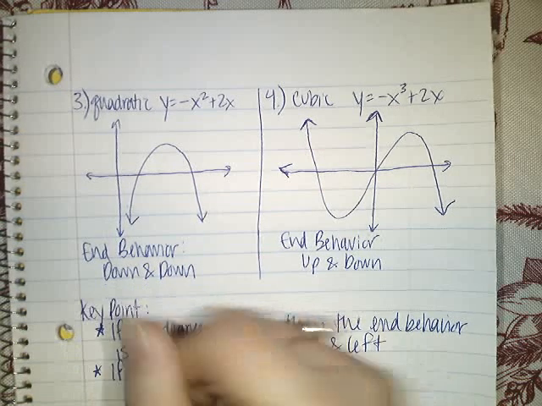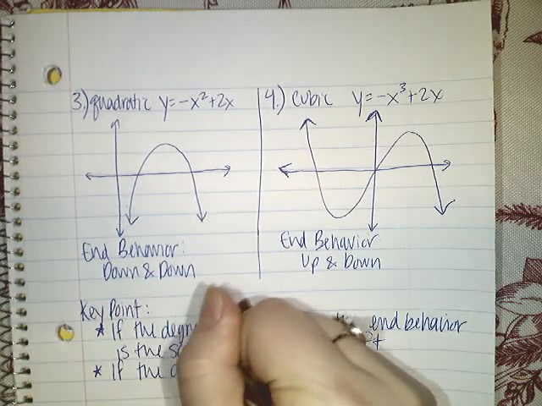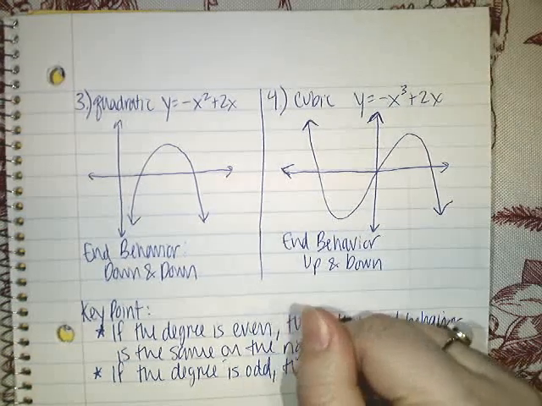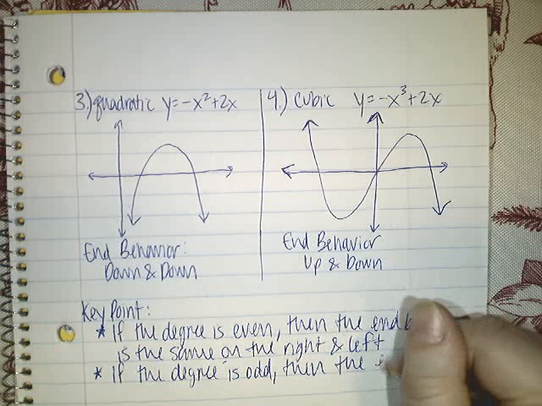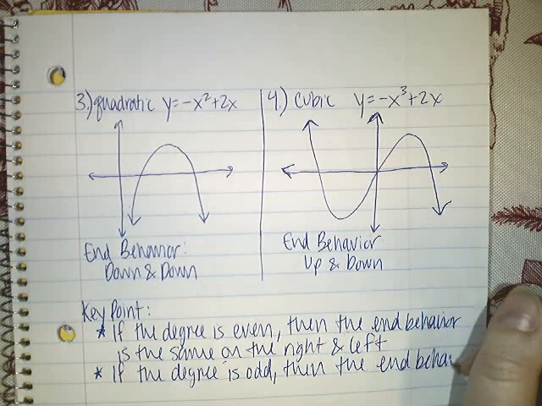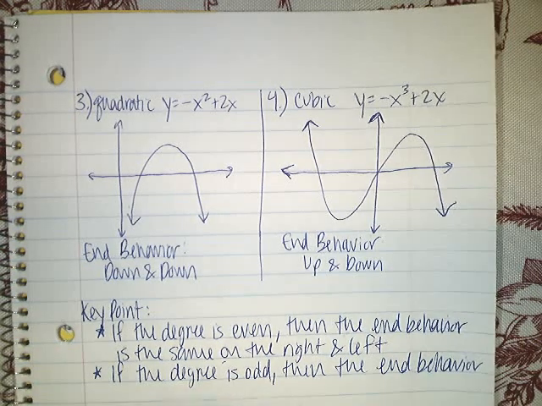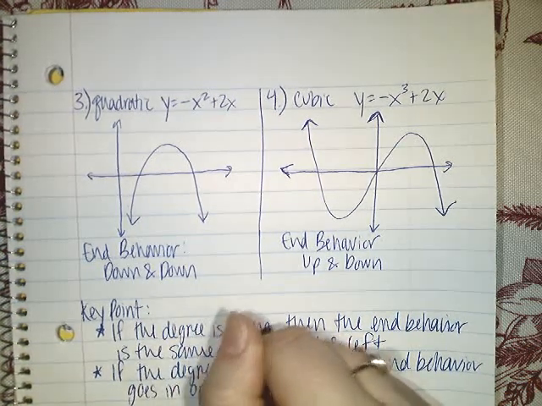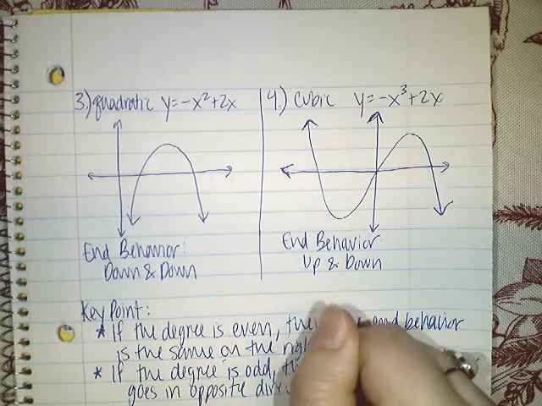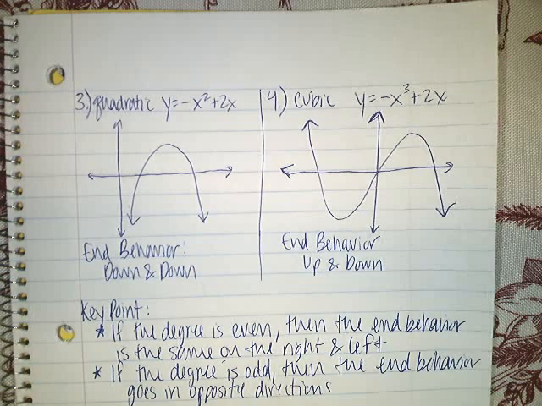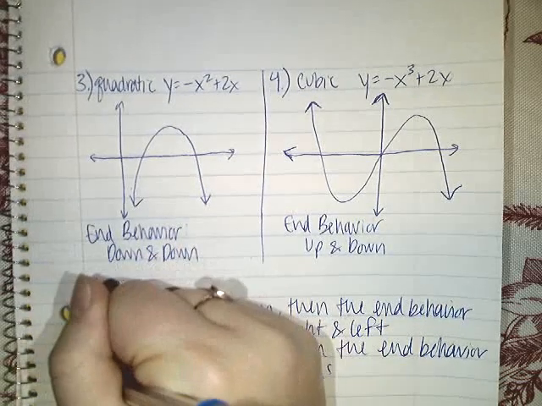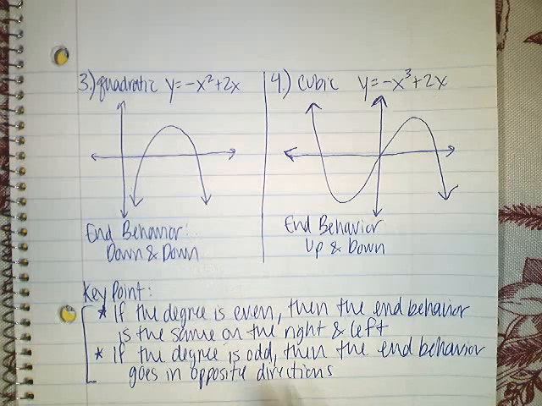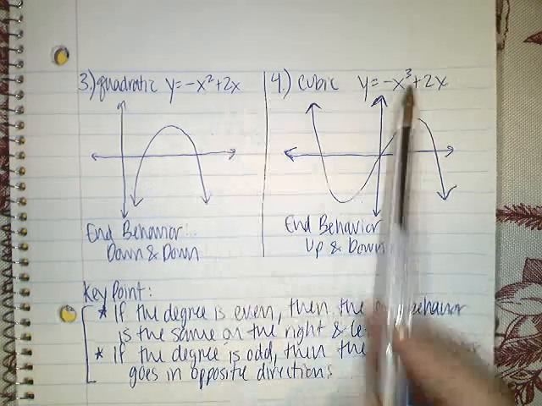You may have noticed that the opposite is true if the degree is odd. So if the degree is odd, then the end behavior goes in opposite directions. So if we want to figure out if it's going to be the same or opposite, we just look at the degree. So if we want to see if our end behavior is the same on both sides or opposites, we just see is it an even or odd degree.